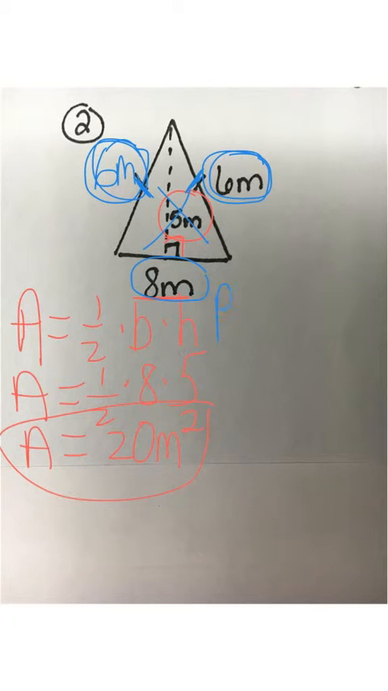So now you just add them all up. 6 plus 6 plus 8. And you will get 20, and the label is meters.